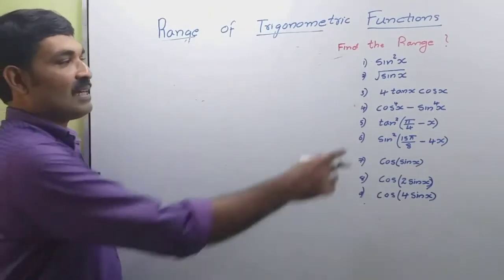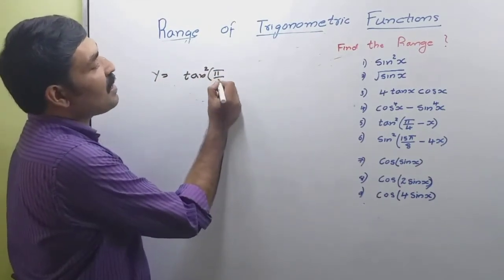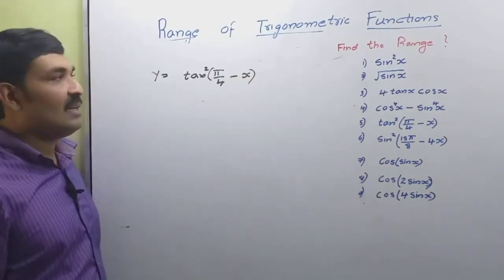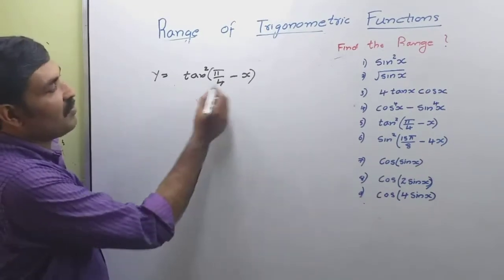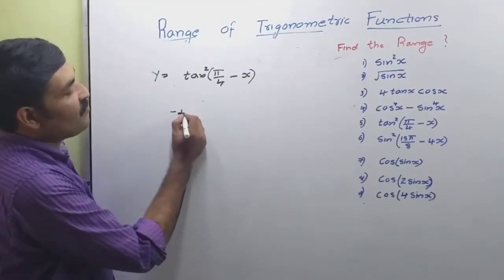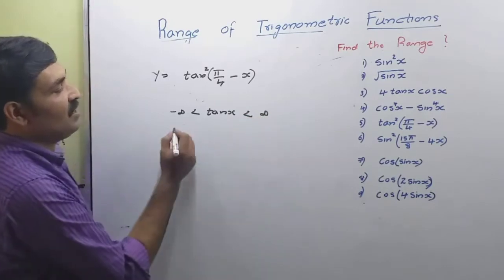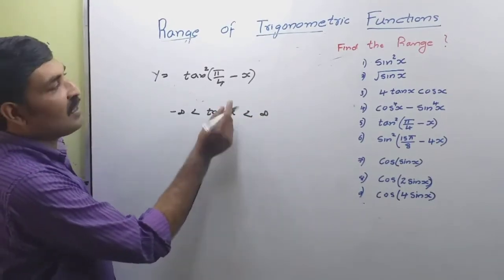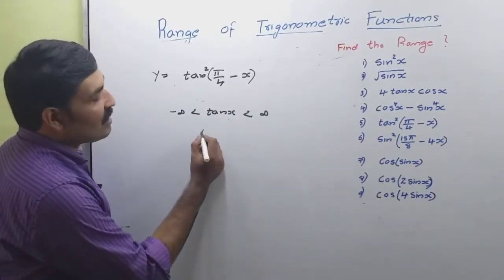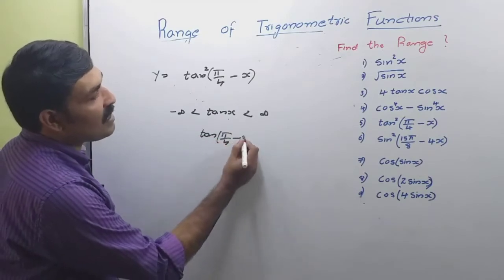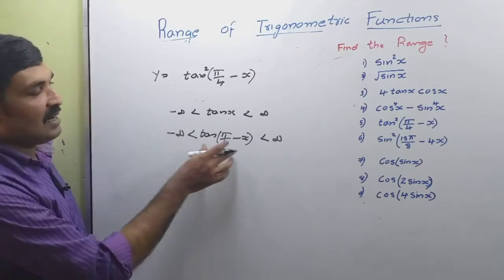Okay, consider the fifth example, that is y = tan²(π/4 − x). We know that −∞ < tan x < +∞, and a change in the argument, that is x replaced by π/4 − x, should not affect the range. So −∞ < tan(π/4 − x) < ∞.